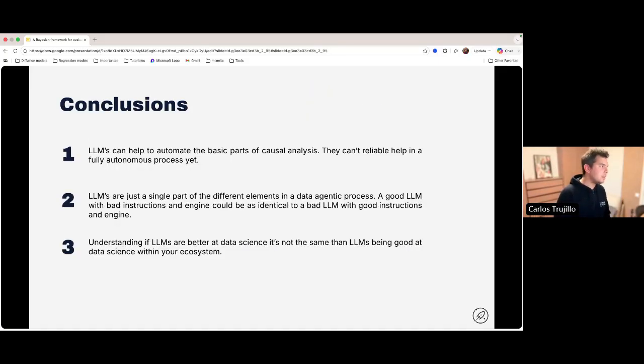So, conclusion: LLMs can help to automate basic parts of the causal analysis. In our eyes, they can't reliably help to run a fully autonomous process yet. The LLMs, again important, are just a single part of the agentic data science process. A good LLM with bad instructions and engine could be identical to a bad LLM with good instructions and engine. So it's really important that we also understand that the ecosystem matters. And finally, if LLMs are better at data science, that doesn't mean that they are better at doing data science in the way that you need under your bounded or constrained organization, conditions or requirements.